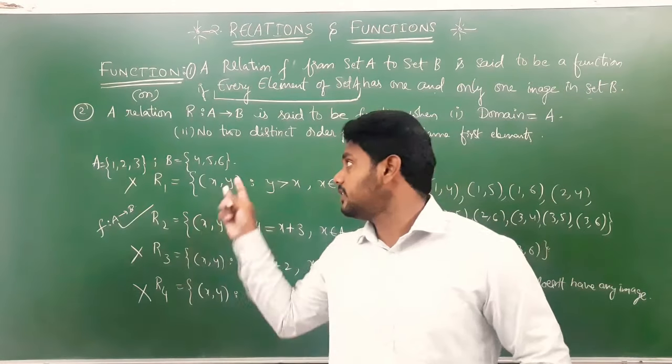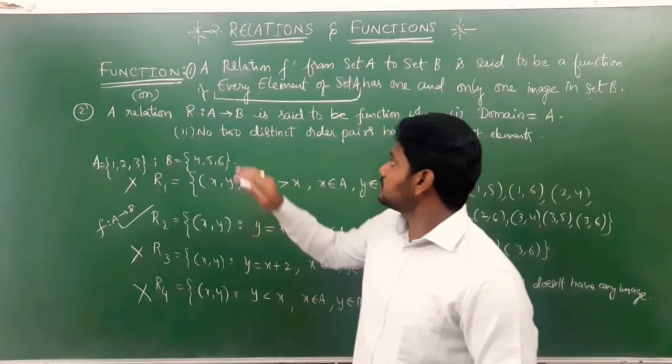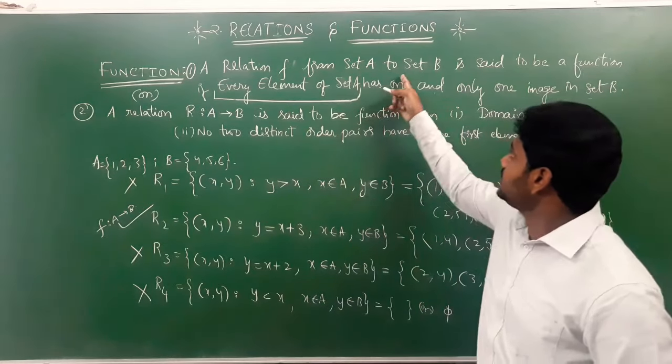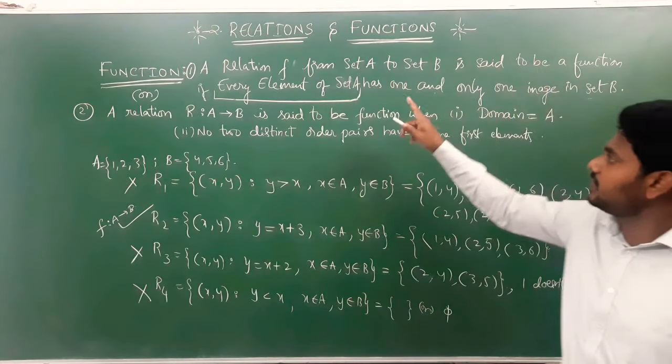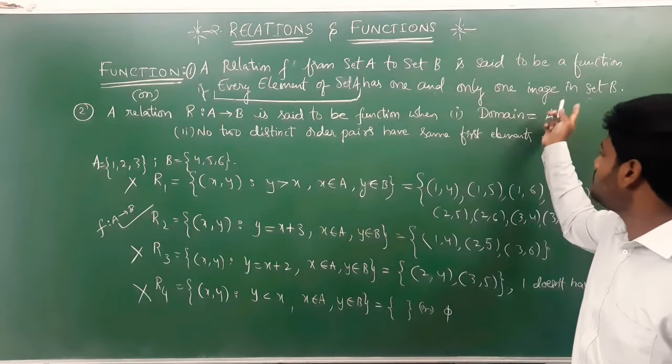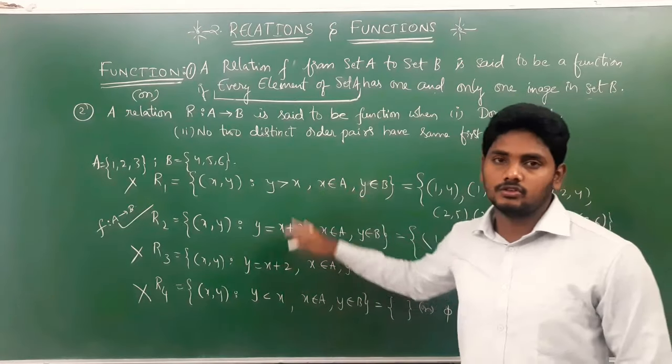Another definition in front of you. A relation f from set A to set B is said to be a function if every element of set A has one and only one image in set B. That is through the relation concept.